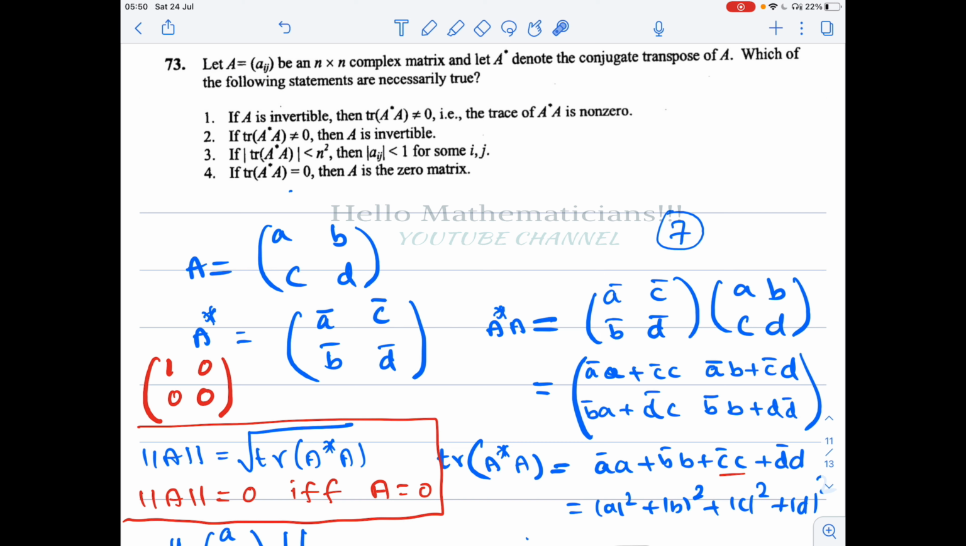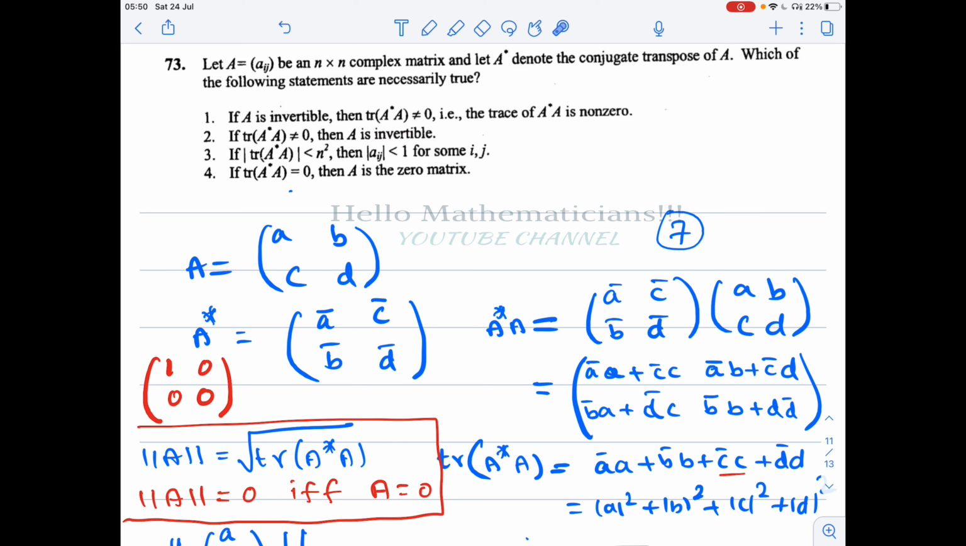Okay, so basically this question is about this number, trace of A star A. You calculate the matrix A star A, then find its trace. So all the options are regarding trace of A star A. So before going into the options, first we see what this number is, then we'll go to the options one by one.